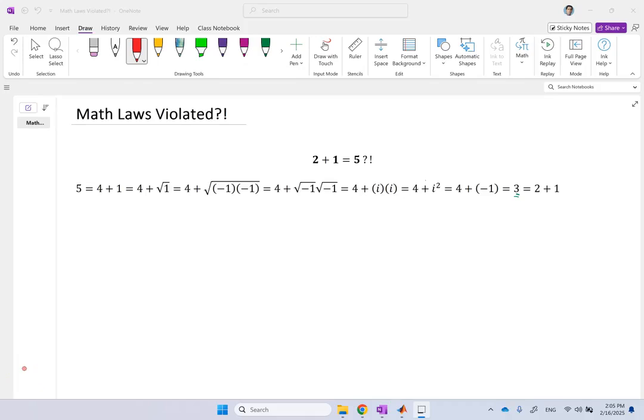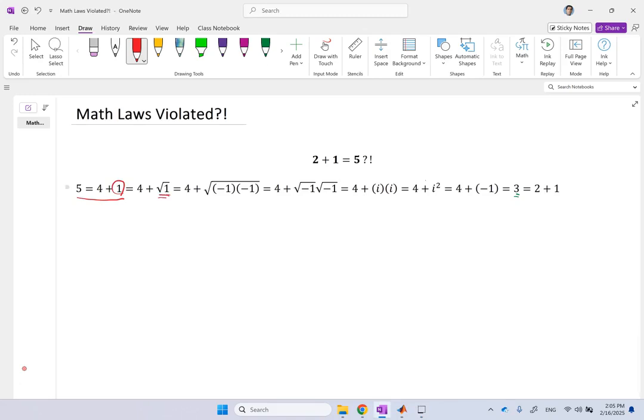Hey, have you ever been confused by somebody on Instagram or somewhere trying to show you that the basic math that you learn is violated? Like they showed you 2 plus 1 equals 5? Really? I mean, look here. 5 is 4 plus 1.